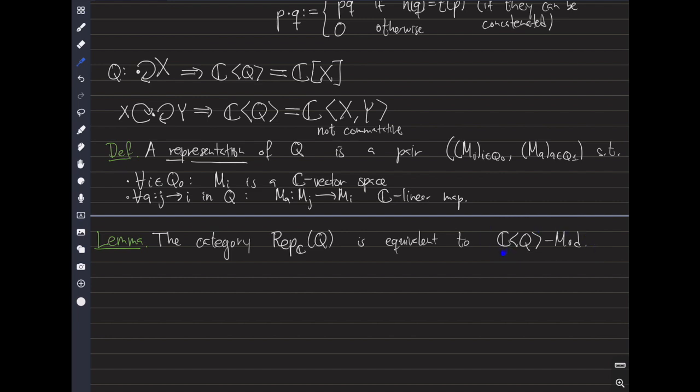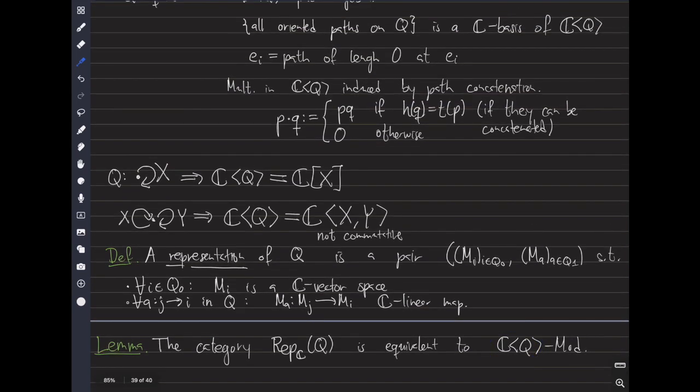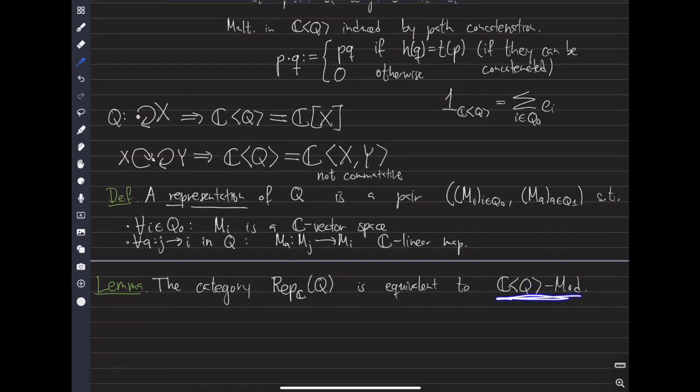And then there is a way to go back, by realizing that the one of this ring is a sum of certain idempotents, and those idempotents are the paths of length 0. The e_i satisfy certain properties: they are idempotent, and they are mutually orthogonal. Using these two properties, you can take any module and express it as a direct sum of vector spaces for the vertices. Then you just keep the minimum action, the minimum information. So that's how you go from here to here. So this lemma is easy.